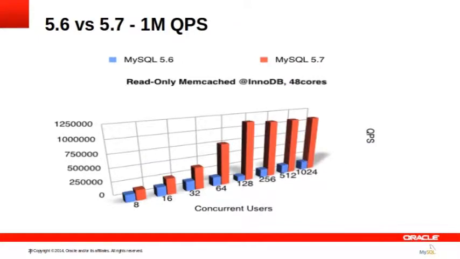5.6 versus 5.7. You can notice a huge difference. Huge difference. We have touched 1 million QPS in 5.7. This test was run on a 32 to 48 core box. Sorry? What operation? Read only. Read only, I mentioned that. Read only means it's kind of point select.